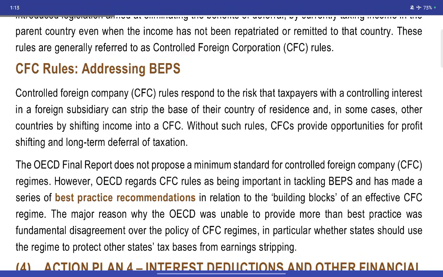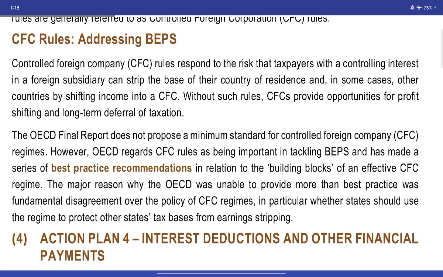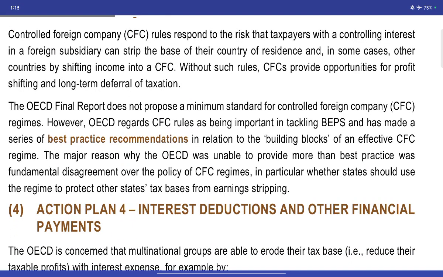Controlled foreign corporation rules address base erosion and profit shifting. Controlled foreign company rules provide for the actual taxation of a controlled entity where foreign subsidiaries have stripped the tax base of these countries, in cases where income is shifted to controlled foreign companies without any rules. Controlled foreign companies provide opportunity for profit shifting and long-term deferred taxation.